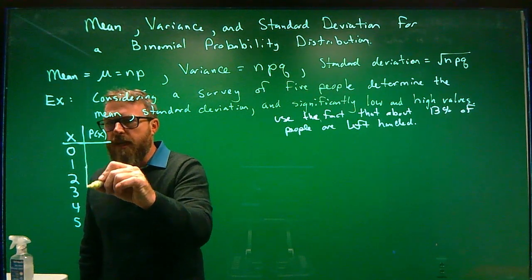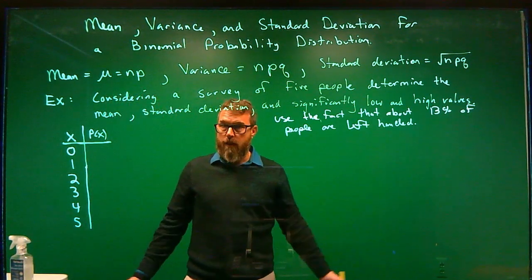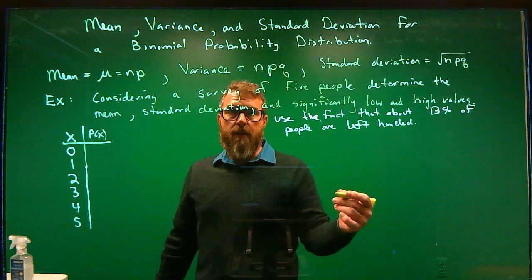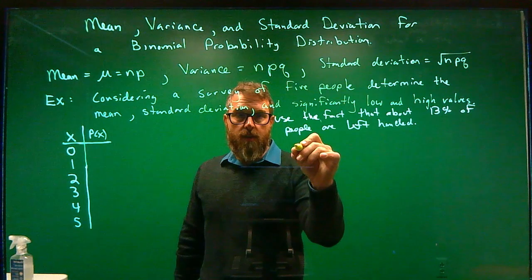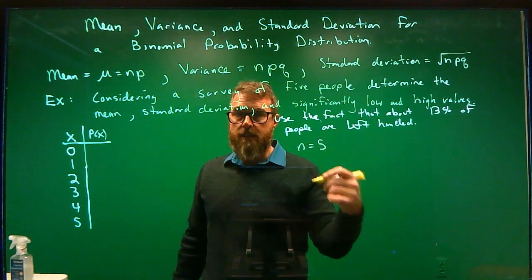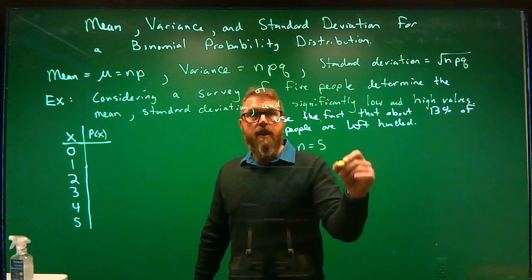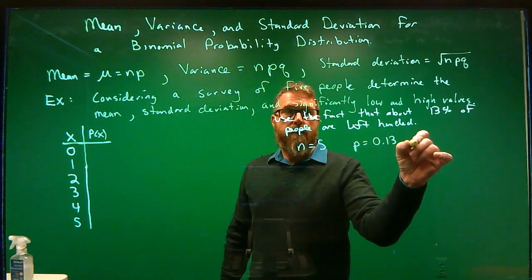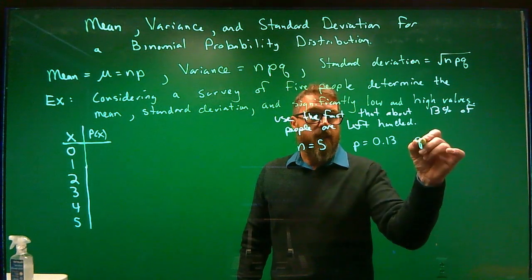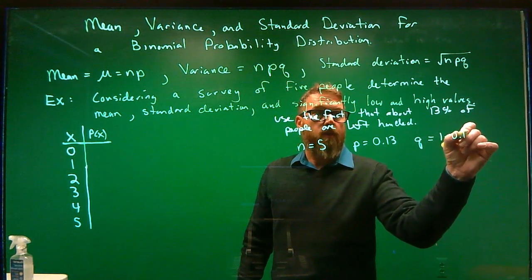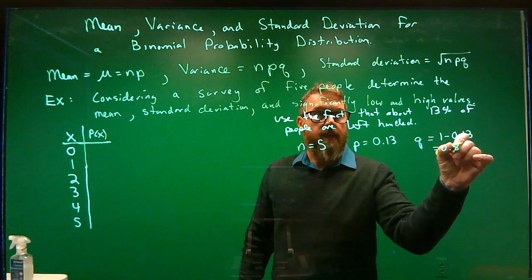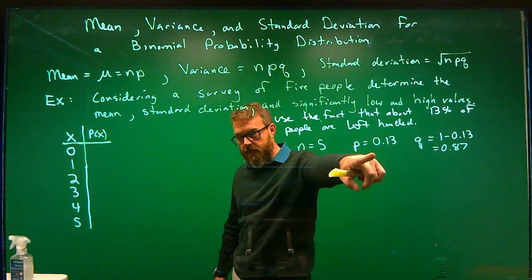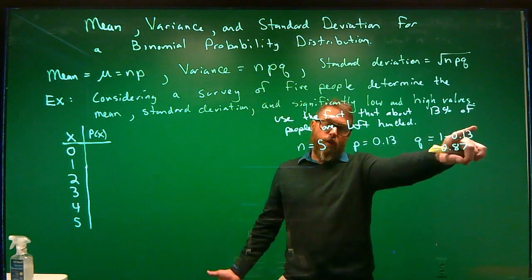So I need to find the probabilities for each one of these particular events. Let's find these probabilities. In this case, n is equal to 5. That's the number of trials, the number of students. The probability of them being left-handed is 0.13. The probability of them being right-handed is 1 minus 0.13, which is equal to 0.87. So we're going to consider left-handed a success, and not left-handed, or right-handed, a failure.